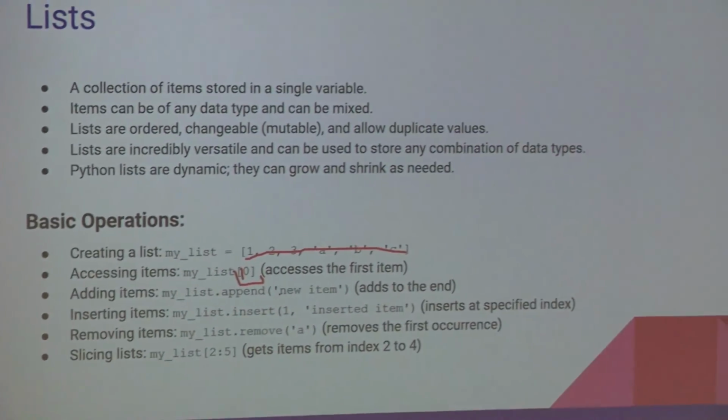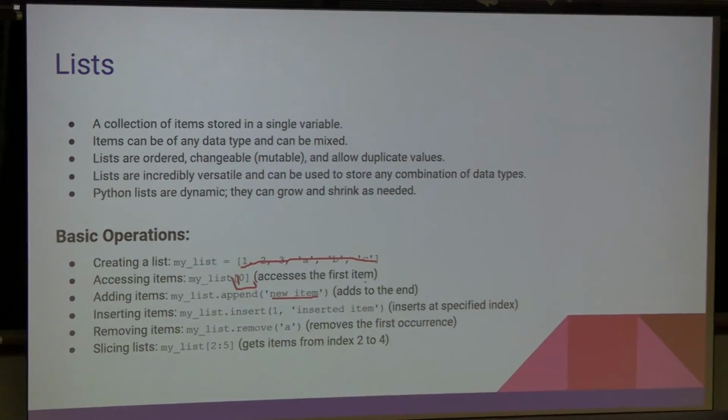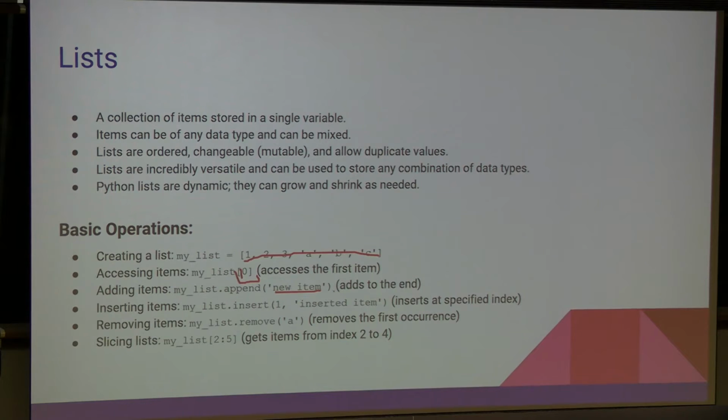Adding items in a list. Append, which you use to add new items. What does this do? This adds the item to the very end of the list. If the list is empty and you append something, the new element will be the sole element in the list. Inserting, on the other hand, is similar to append, but there's a slight difference.